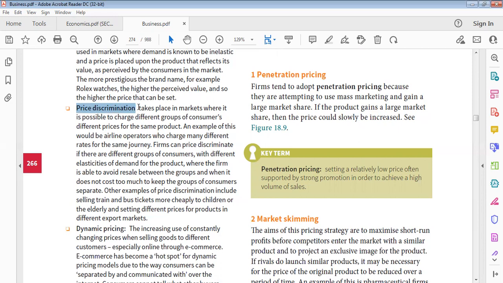So let's look at the definition here. They're saying it takes place in a market where it is possible to charge different groups of consumers different prices for the same product. For the same product. Now this is important. They're not selling you something different. Same product, but they're charging different groups different prices. Can you think and tell me another example of price discrimination?